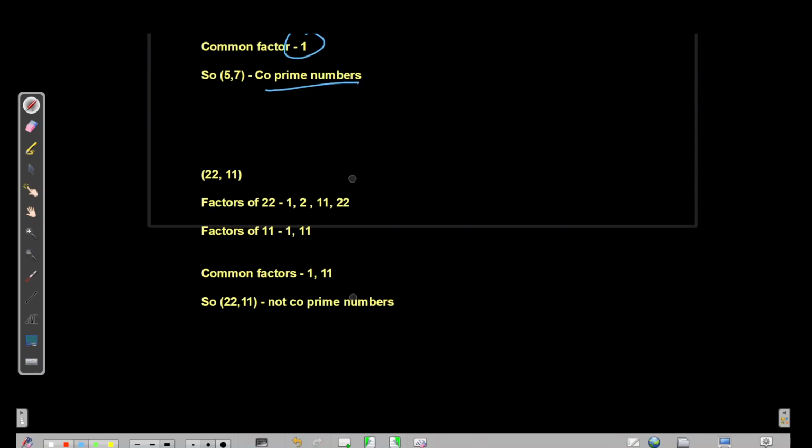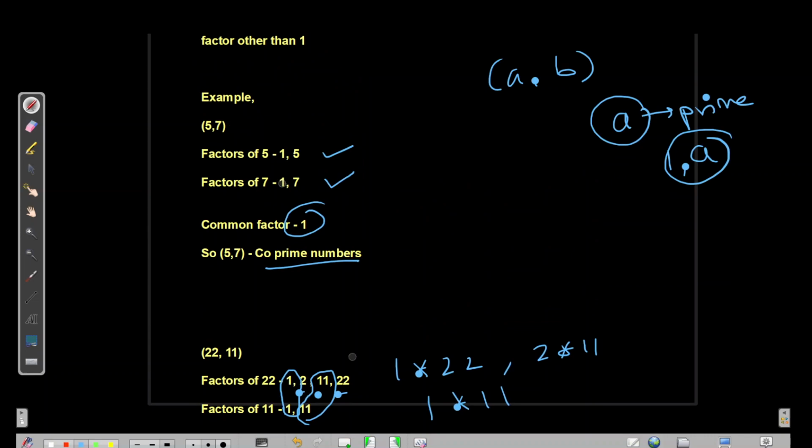Let us take the other example, 22 and 11. The factors of 22 are 1, 2, 11 and 22, because I can write 1 into 22 or 2 into 11. But 11 is 1 into 11. So when you take the common factors, the largest common factor is 11. The common factors are 1 and 11, so it is not coprime. But when you take 5 and 7, the common factor is only 1.